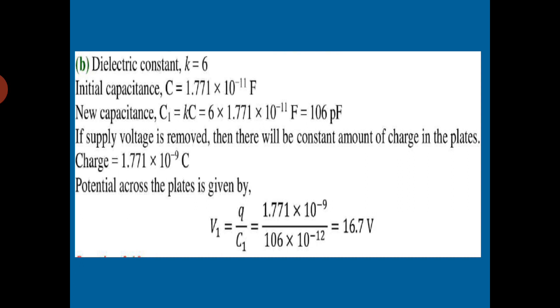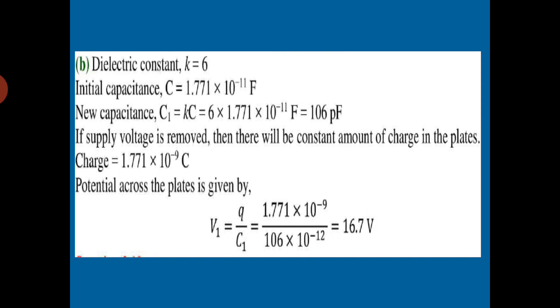Now if the supply voltage is removed, the supply voltage was providing the charge on the plates of the capacitor. So there is no more battery in the circuit. Who is going to provide the charge now? There is no source. So it means the charge on the plates of the capacitor will remain the same. So Q is equal to 1.771 × 10^-9 coulombs. It will not increase, it will not decrease, it will remain the same.